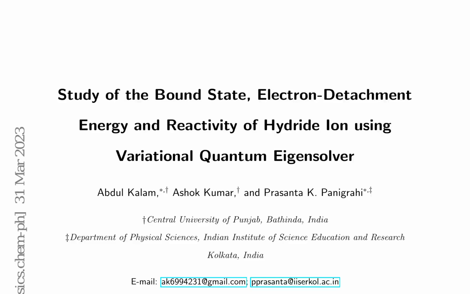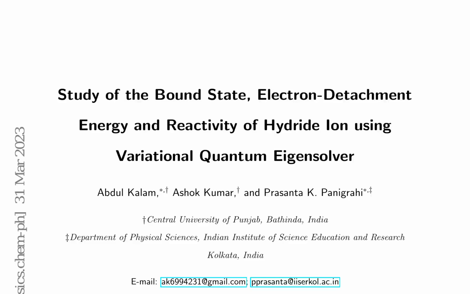The reaction energy is an important descriptor for predicting the outcomes of chemical reactions, optimizing reaction conditions, and developing new chemical processes. The VQE algorithm can be used to calculate the single electron detachment energy and reaction energy of the hydride ion, providing valuable information about its electronic structure and bonding.